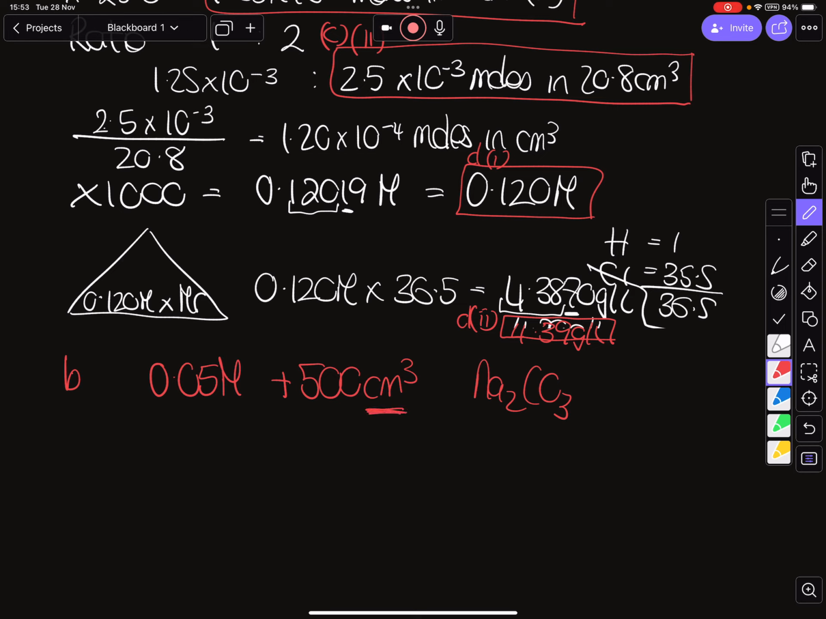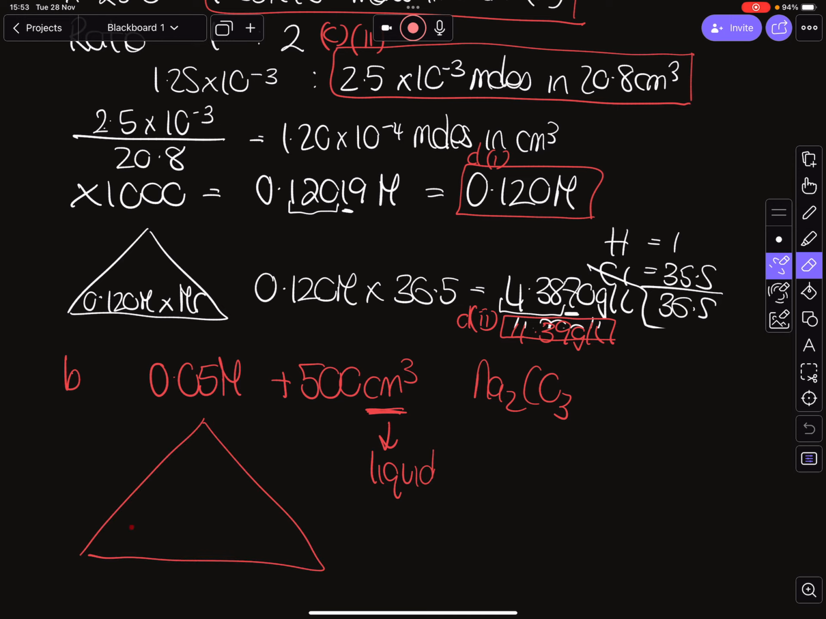So what is the first thing? I have a volume in here. This is not a gas, so my molar volume triangle is not going to work. PV is equal to nRT is not going to work. This is a liquid, so this is going to be our 4th triangle. So my 4th triangle is always a big M. It is V over 1,000, and that's going to give me my moles in here when I'm done.